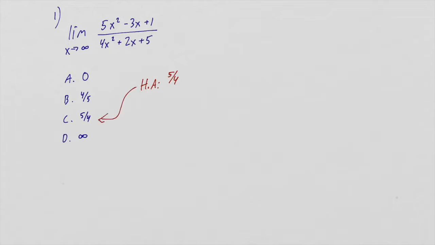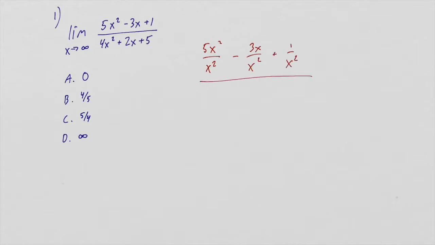Now, if you don't remember that for any rational function, all we have to do is divide the numerator and the denominator by the highest power of x, which in this case is x squared. So we're going to divide every single term here by x squared. So we have 5x squared over x squared minus 3x over x squared plus 1 over x squared, all over 4x squared over x squared plus 2x over x squared plus 5 over x squared.